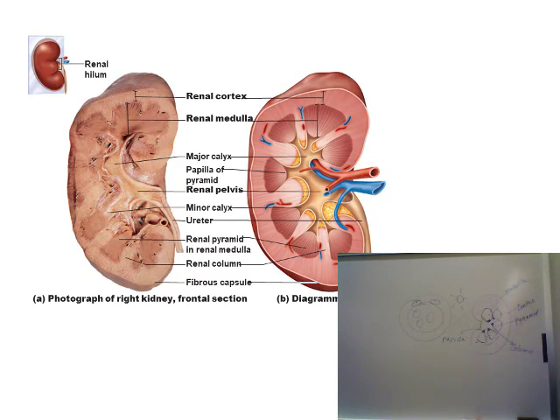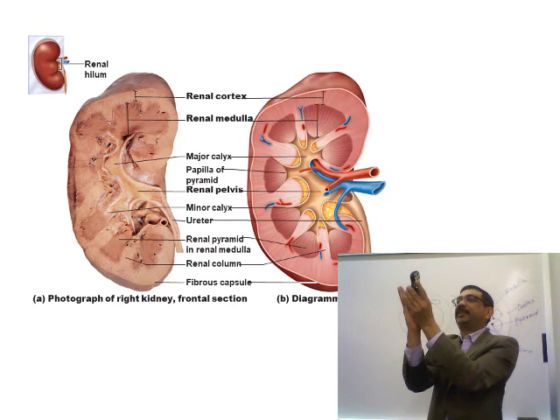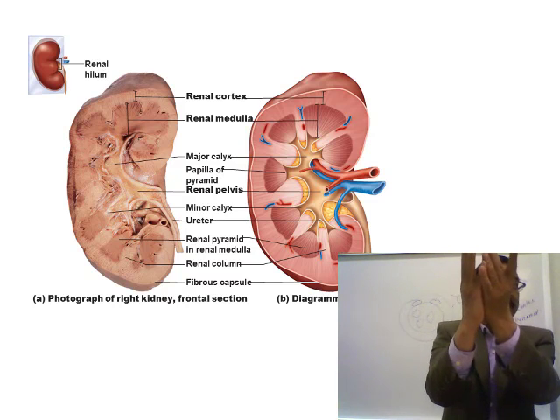And another thing is the papilla is covered by funnel shaped structures like this. You see the funnel shaped structures. These funnel shaped structures are called minor calyces. So it's like this. You see this is the papilla, pointed end of pyramid, and funnel shaped structure is covering the papilla like this, and that is called the minor calyx.